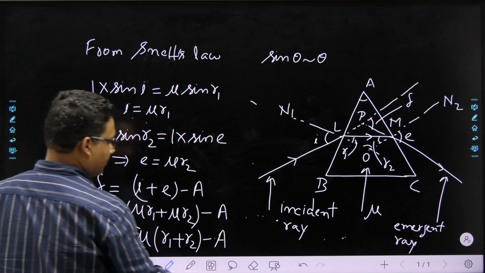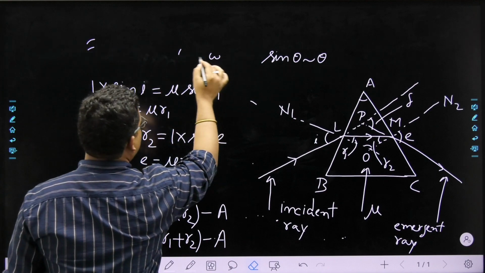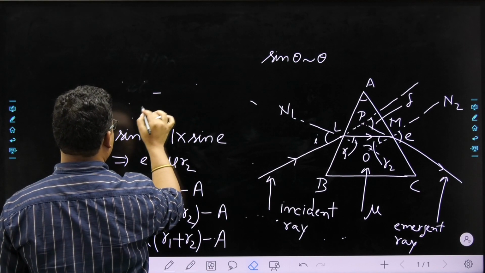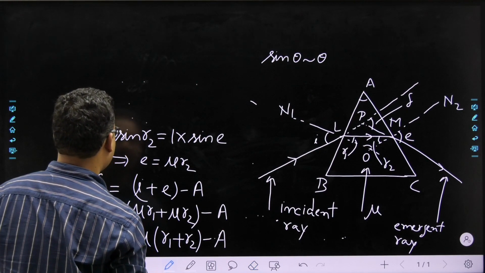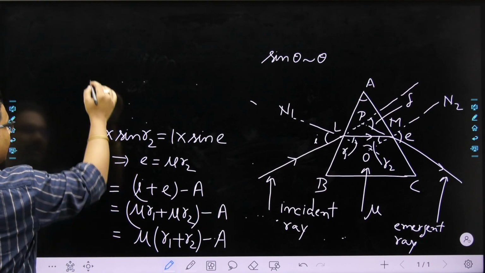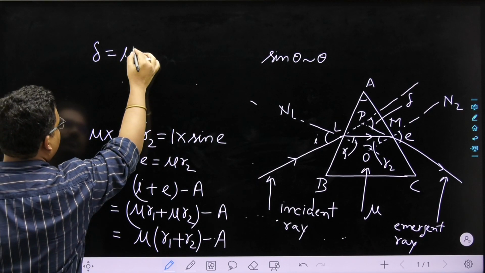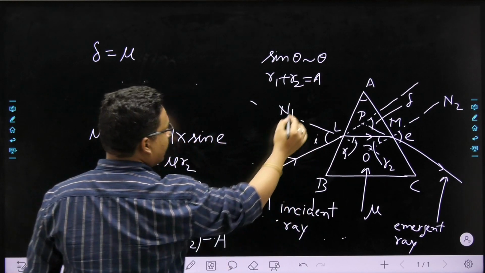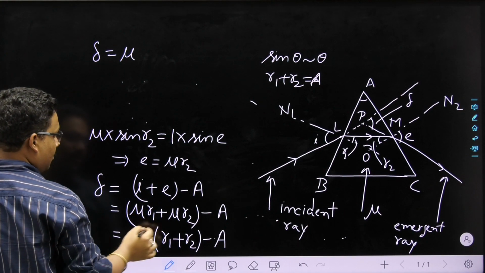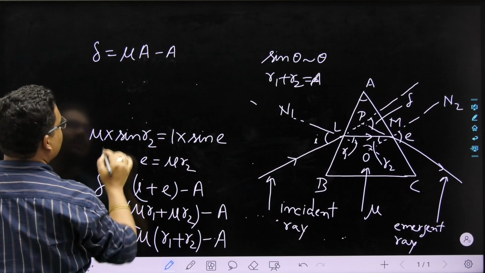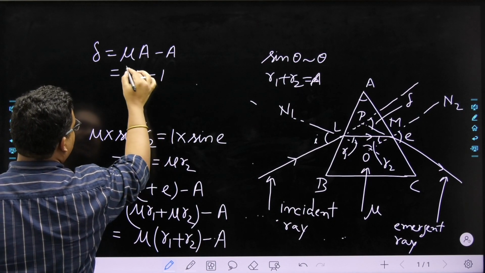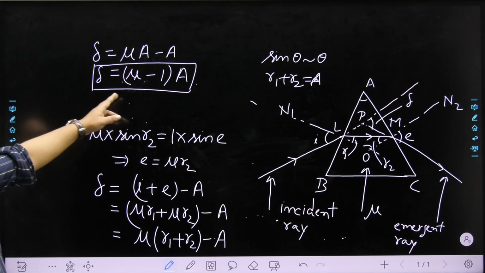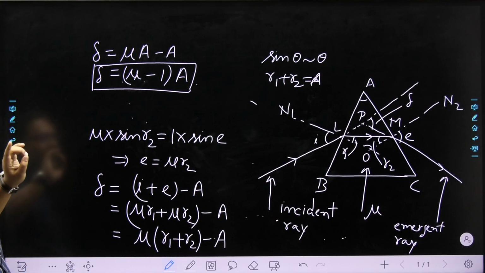If we solve this further, we can write that delta equals mu (r1 plus r2) minus A. Now we have seen earlier that the value of r1 plus r2 is equal to A. So we will put the value here, we will get mu A minus A. So we can write delta equals (mu minus 1) into A. So the other equation for deviation is delta equals (mu minus 1) into A, clear. This is the other equation of delta.